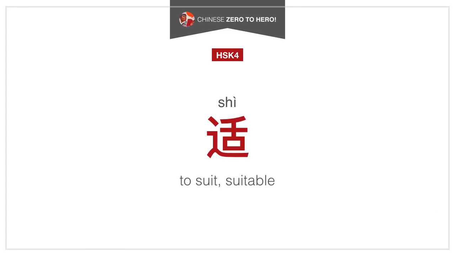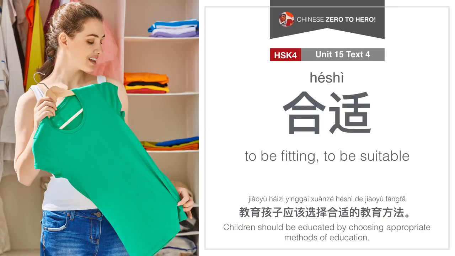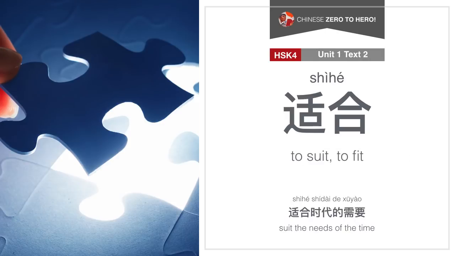And 适 when written like this means to suit or suitable. In HSK 4, we learn the word 合适, meaning to be fitting or to be suitable. 教育孩子应该选择合适的教育方法。Children should be educated by choosing appropriate methods of education. And if you want to use 合适 as a verb, you need to reverse it by saying 适合. 适合 as a verb means to suit or to fit. 适合时代的需要, suit the needs of the time.